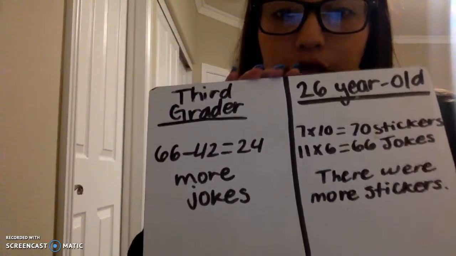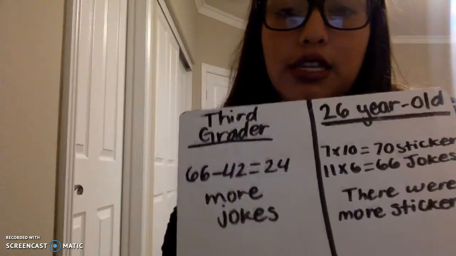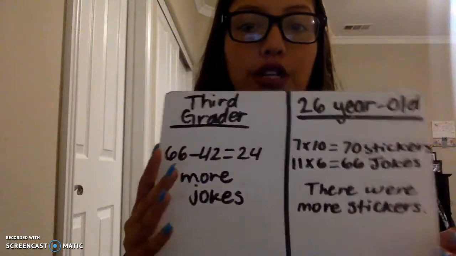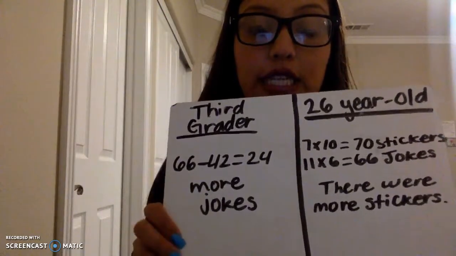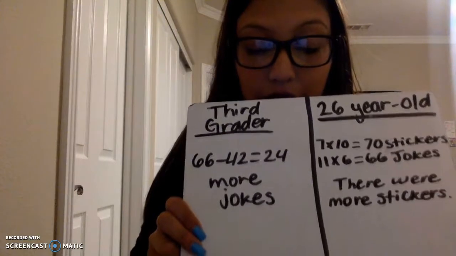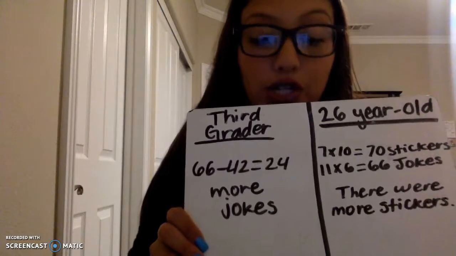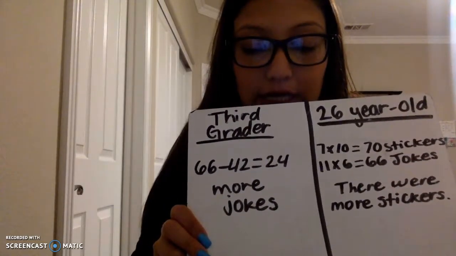My third grader got it wrong once again, unfortunately. So he started, I think he tried to do mental math, which didn't work out too well for him, because he did 66 minus 42 equals 24. So I think he did the 6 times 11, which is right. That's how many jokes there were, the 66, because there were 11 pages of jokes with 6 jokes on each page. So that was right.